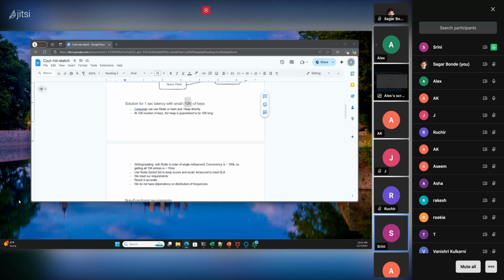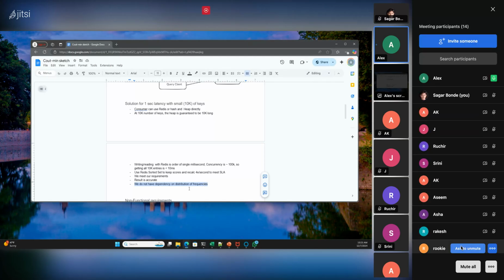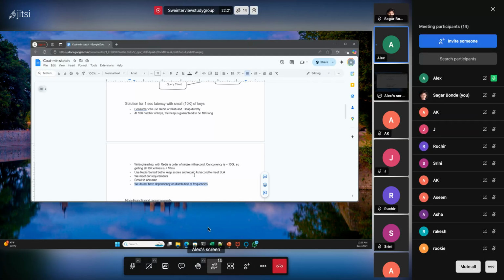So I said this approach does not depend on the distribution of frequency. It does give an accurate result every time because we recalculate everything, because our data set is extremely small.